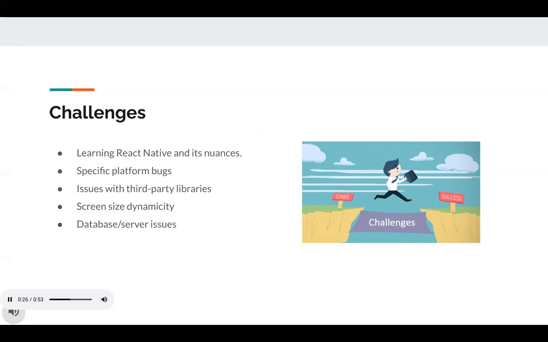Screen size dynamicity arises when, for a user with a smaller phone-sized screen, the app did not display properly or work properly. And database issue: we had to connect the authentication database with the real-time database in Firebase for the app to work properly. Server issues: there were issues with the Heroku server code not executing correctly remotely. However, it executed locally perfectly.